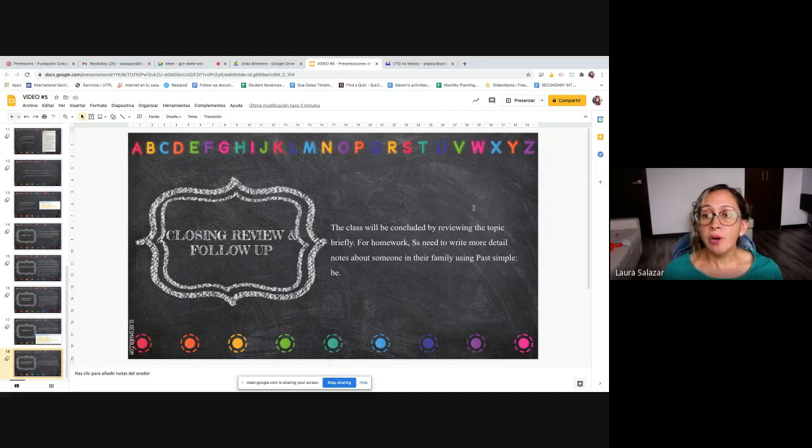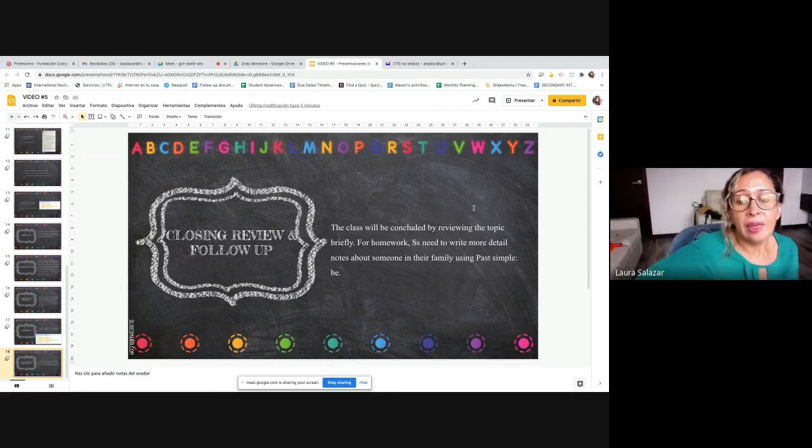So it is very important that when you conclude a class, you review the topic with the class briefly because you just finished with the topic. But it is very important so they can close the topic and understand better. Sometimes they miss something in the class, but when you conclude by reviewing the topic, maybe the questions that they have will be answered with this closing review and follow-up.